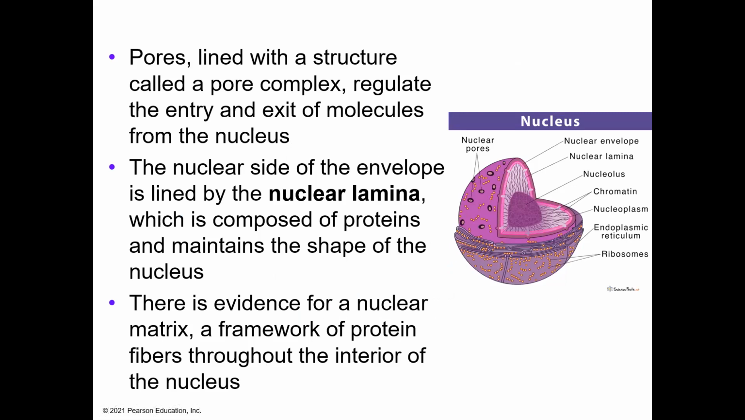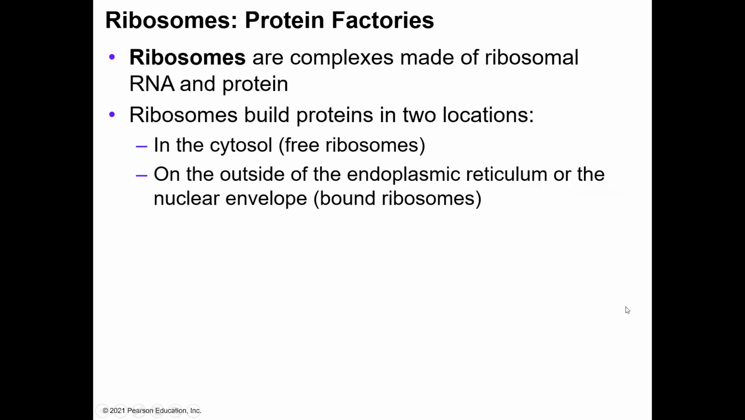Now, pores line the nuclear envelope, and we call those a pore complex, and it regulates the entry and exit of those molecules. There is evidence for a nuclear matrix, a framework of protein fibers throughout the interior of the nucleus. And basically, these are scaffoldings that are in place to make sure that the nucleus doesn't collapse in on itself.